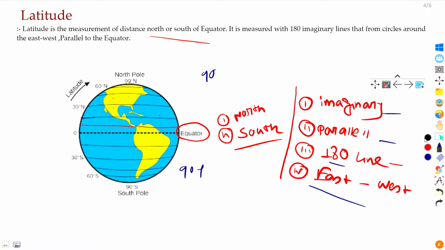Okay. And now the question comes: how do we measure the latitude value? Using the degree unit we can measure the latitude value. From the equator, if we go towards the North Pole, it's like 0 degree, 1 degree, 2 degree, 30 degree, 60 degree, 90 degree. And from the south side, it's measured like 30 degree south, 60 degree south.